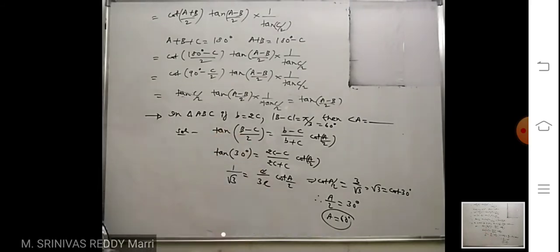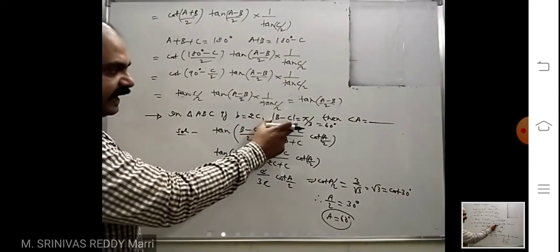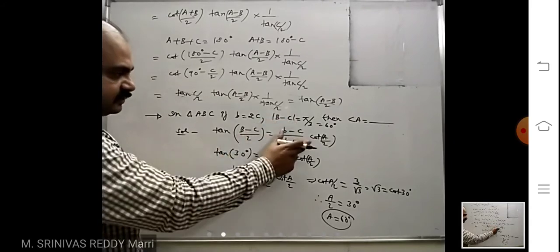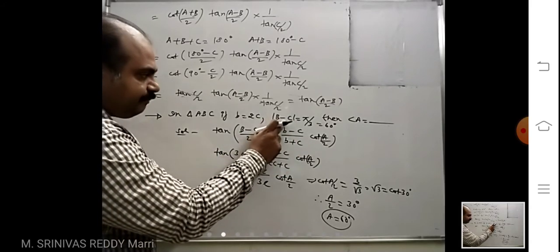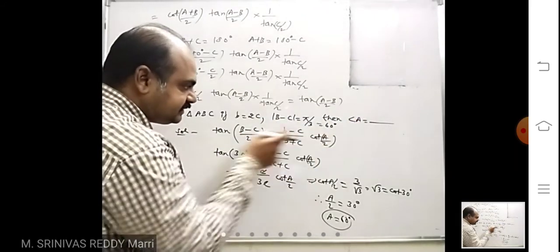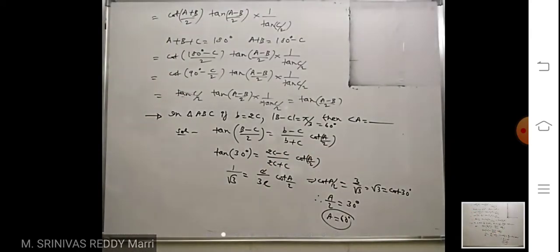Like that, a simple application. How will we know? The hint is B minus C, so use this formula. He has given B minus C and is asking for angle A. This is the formula related to the difference of angles, so this is a direct application. We will see an indirect application of this theorem.